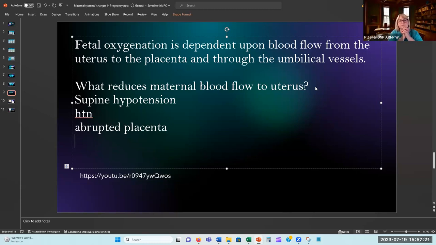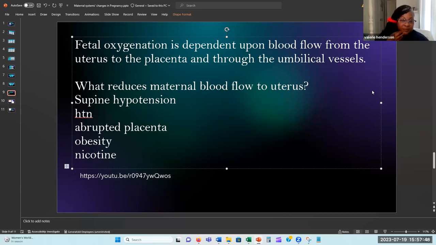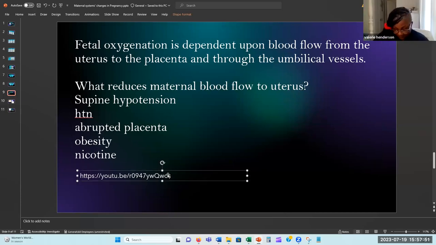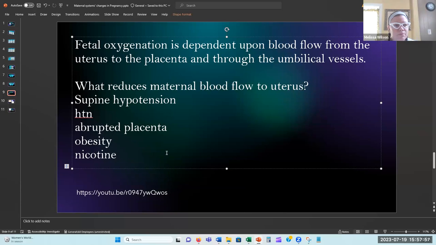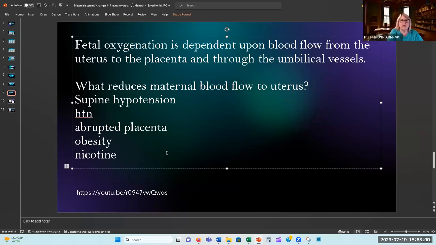What else is going to reduce? Obesity, if you have fatty arteries, clogs, then that could... Okay. What else? Smoking. Nicotine. What happens with nicotine? It stops the baby from breathing. No, it's not. Vasoconstrictor. Yeah, constricts. It restricts blood vessels. It constricts them, actually, just like high blood pressure. What else? There's one more important aspect.